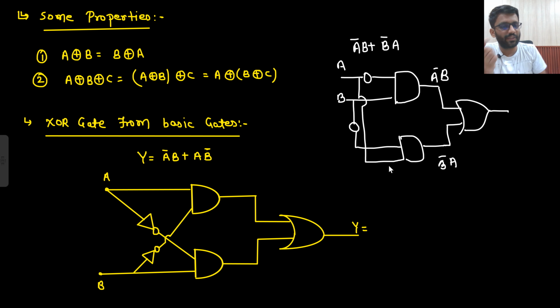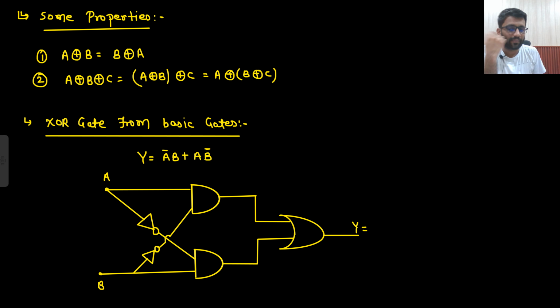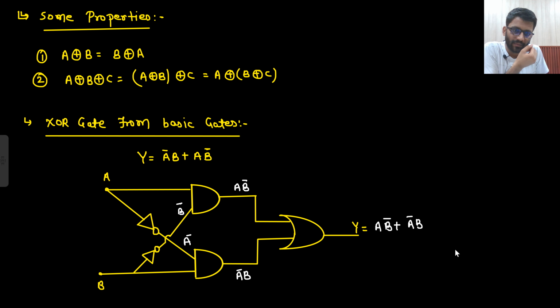We will make this structure using NAND gate and NOR gate as well, but in the next lecture. So this is all about our XOR gate using basic gates. Basically, this will be your A bar, this will be your B bar. So A into B bar and A bar into B, and both are added. A B bar plus A bar B.